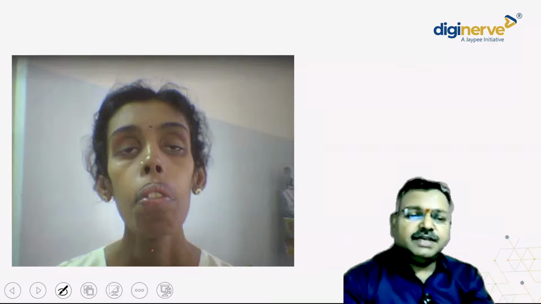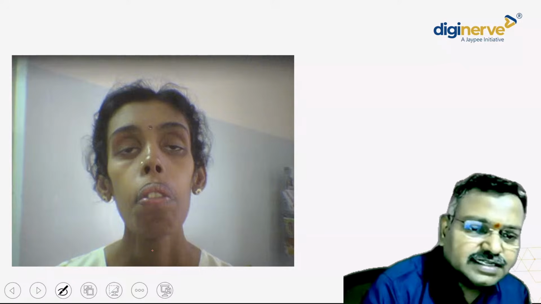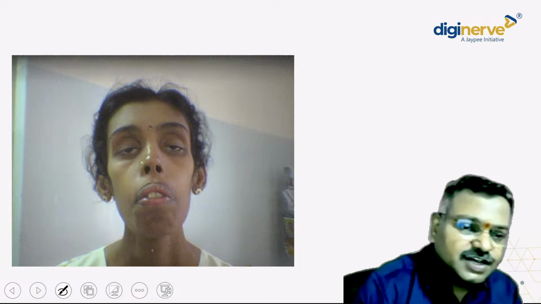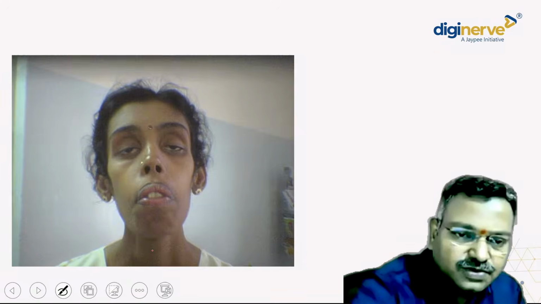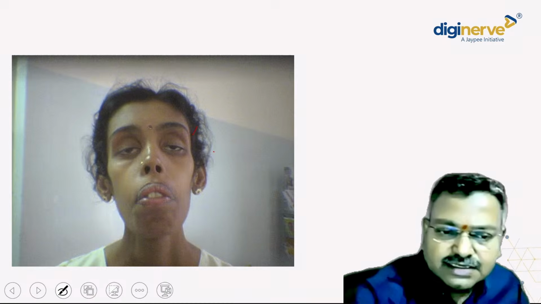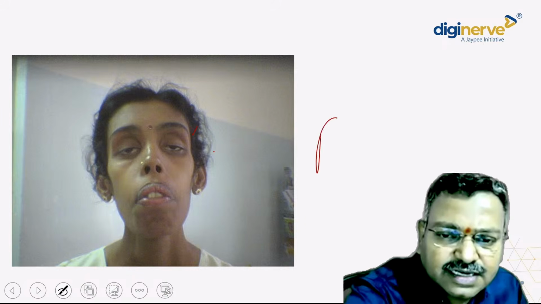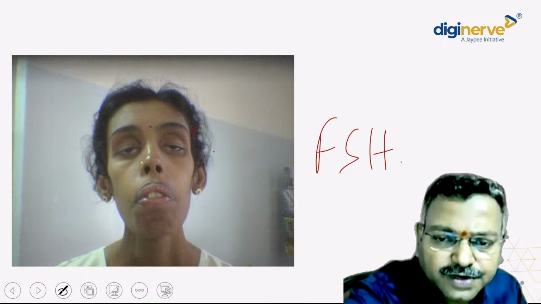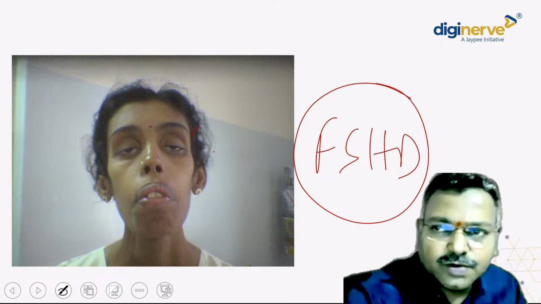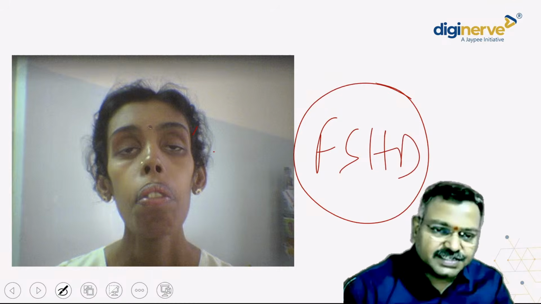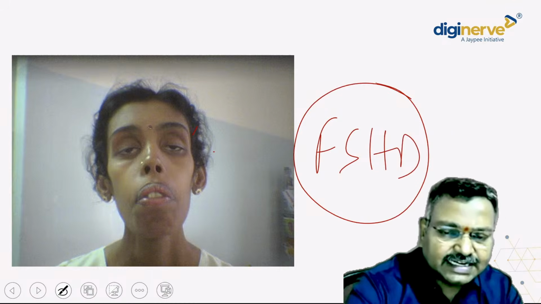Certain images, so you can see here, there is some sort of a mask-like facies. You're seeing a frontal balding. There is ptosis that you're seeing here. The facial muscles are involved. This is the classical facioscapulohumeral dystrophy. The face, what we call a hatchet face, the patient is having one of the inherited muscular diseases.